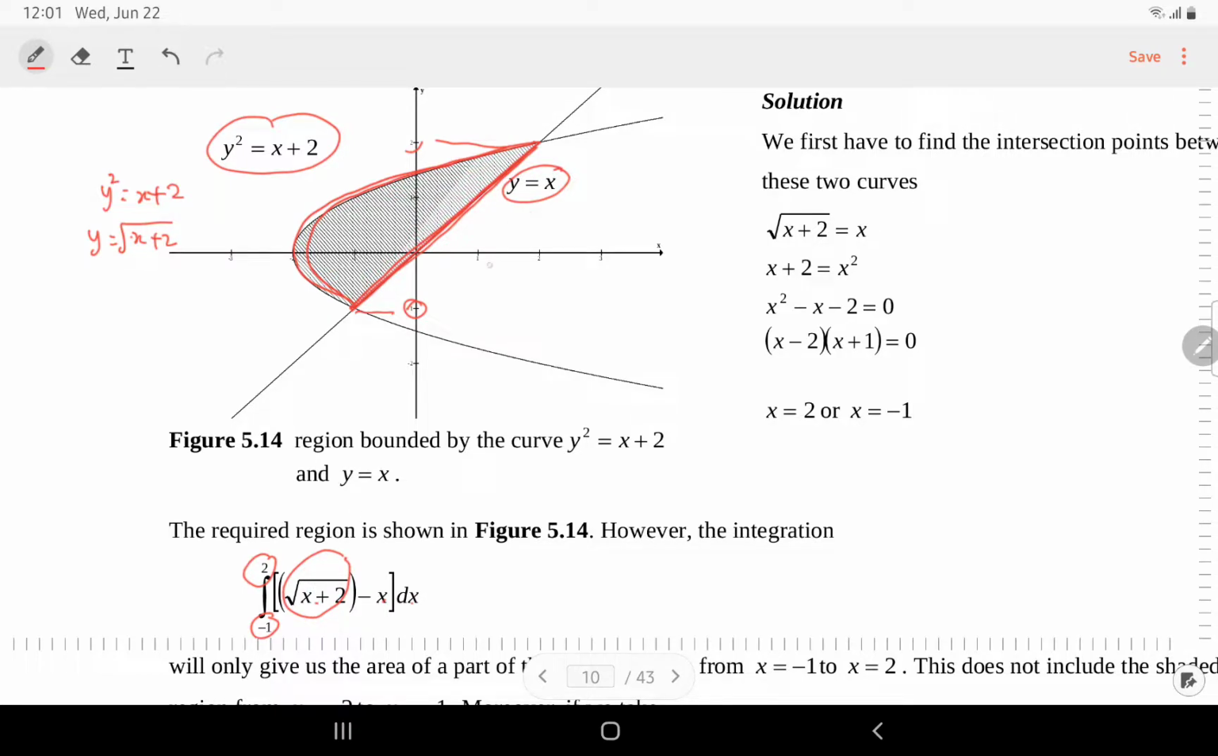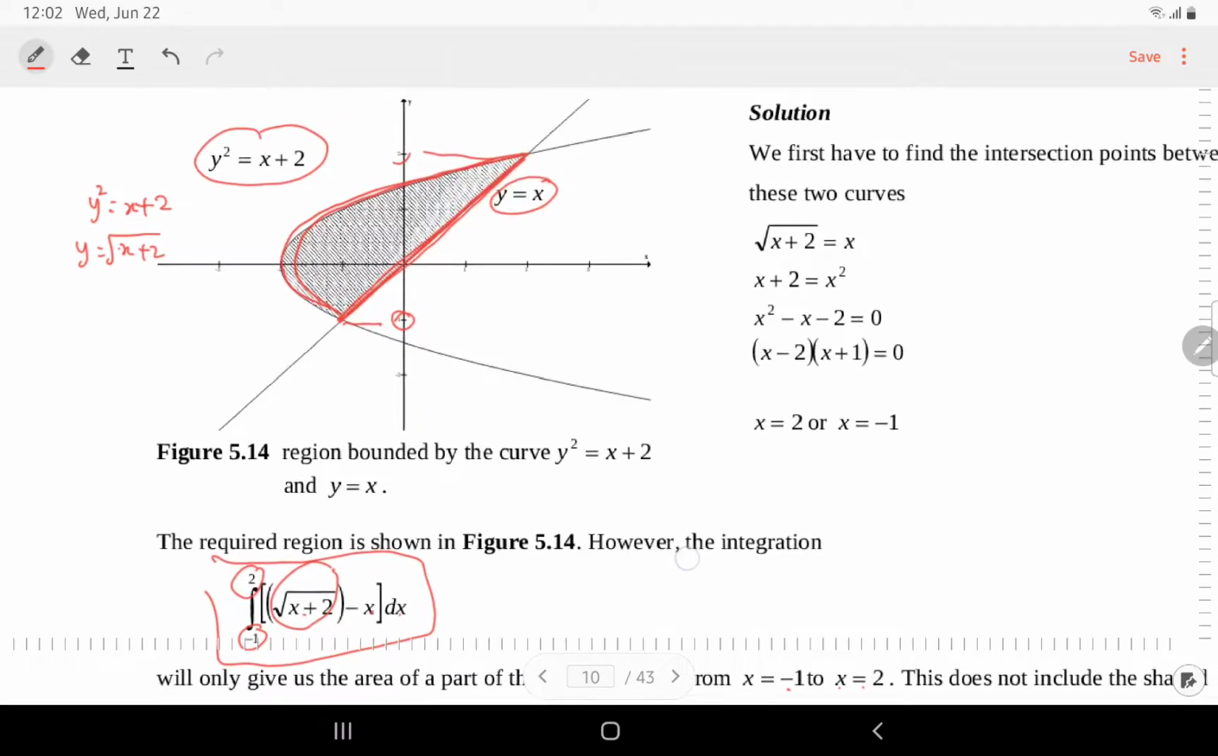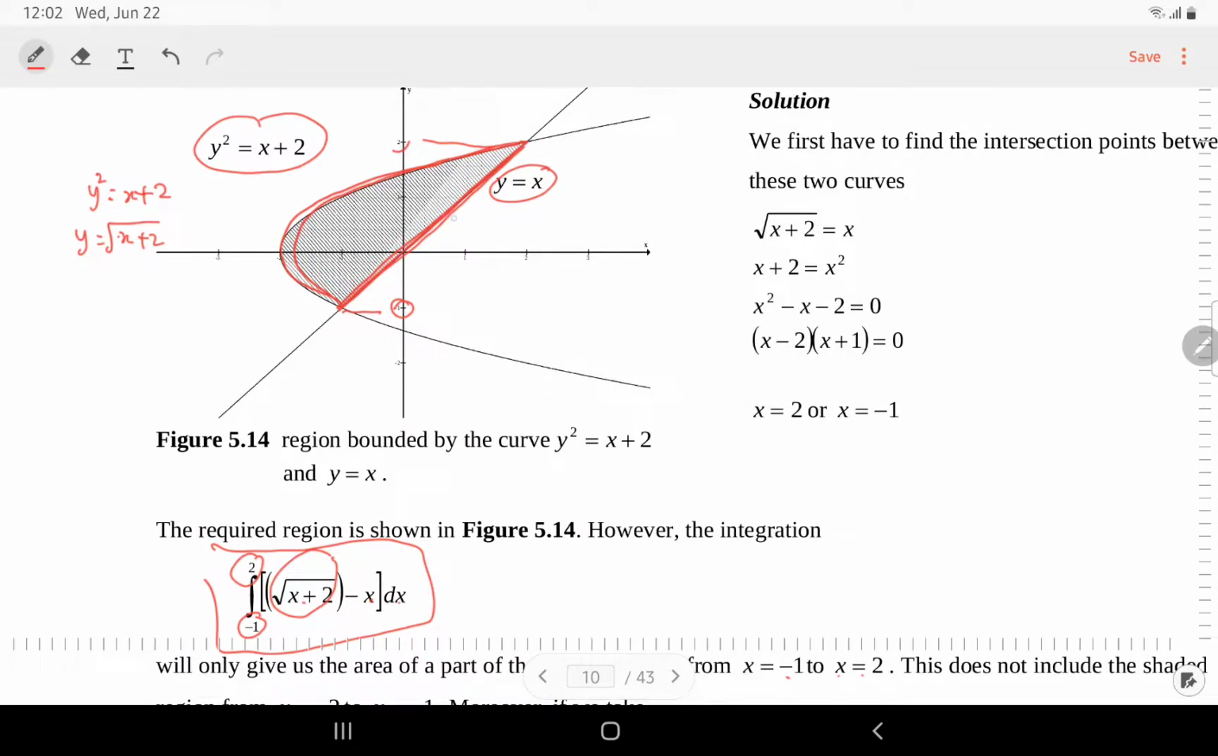Minus function yang x. Tapi kalau you all set up formula macam ni, ini hanyalah dia akan bagi area of part of the shaded region from negative 1 until x equal to 2. Okay, dia hanya bagi daripada negative 1 sampai 2 saja yang ni. Sebab kita set up nilai x negatif 1 hingga 2. So negatif 1 x dekat sini, 2 dekat sini. So kita hanya cari area dekat sini saja. Dekat sini tak termasuk. So formula ni salah.